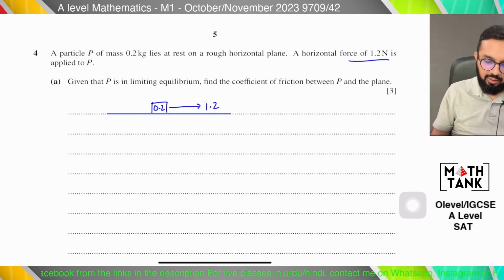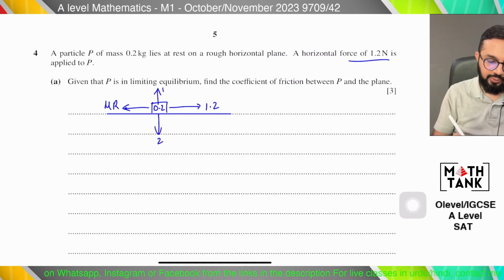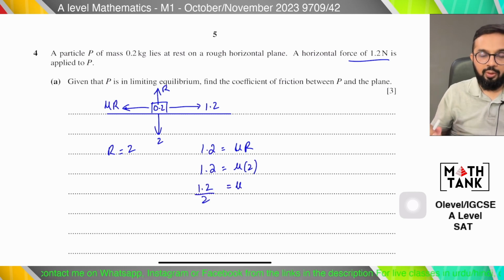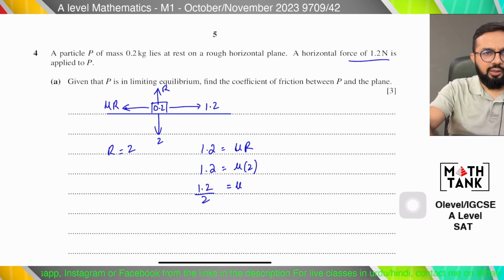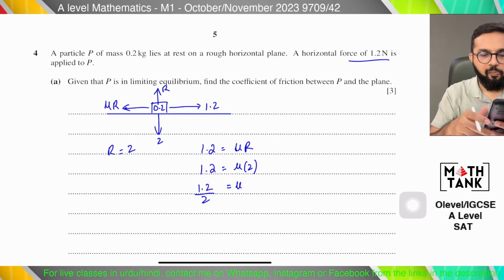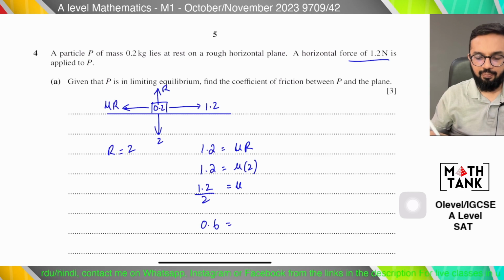Given that P is in limiting equilibrium, find the coefficient of friction between P and the plane. So mu into R, that's 2, that's R. So R equals 2 and 1.2 equals mu R. 1.2 equals mu times 2, and mu equals 1.2 over 2. That should give you the correct answer, hopefully. That's 0.6.